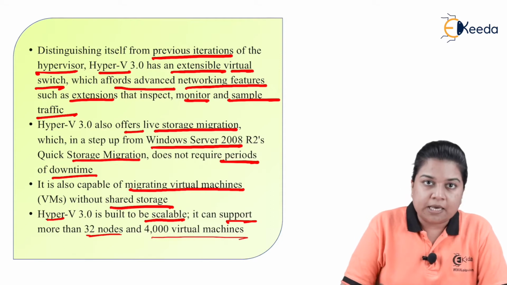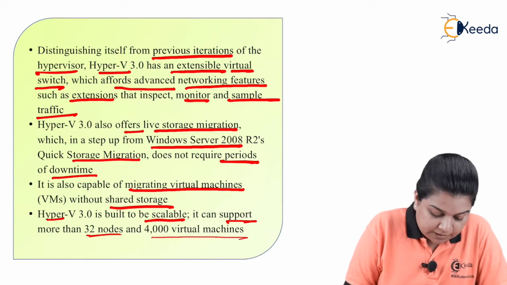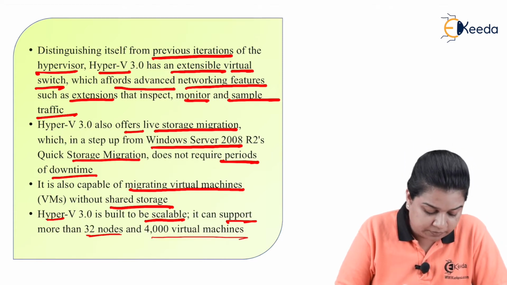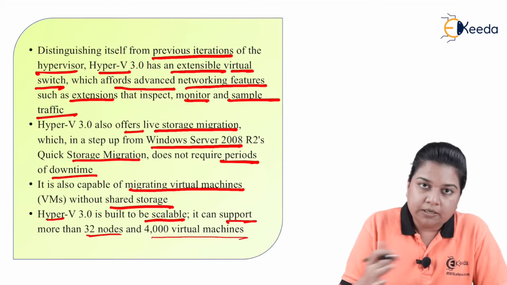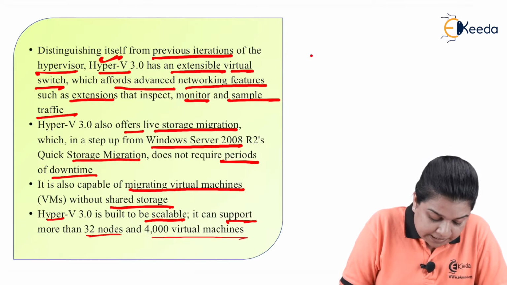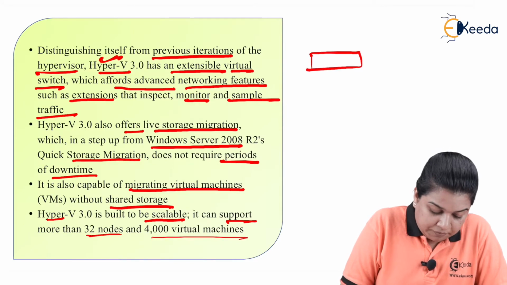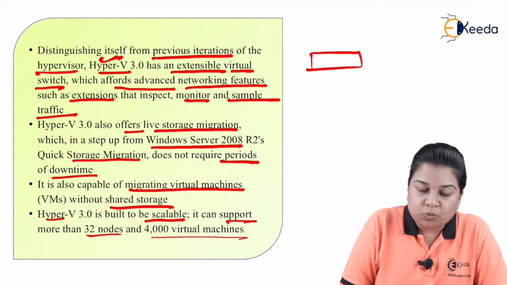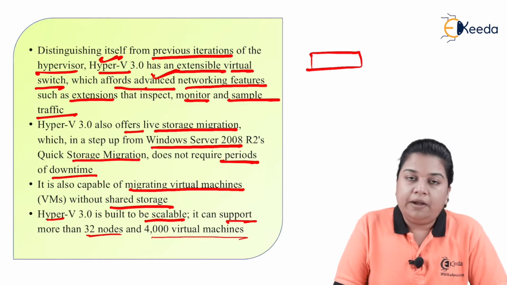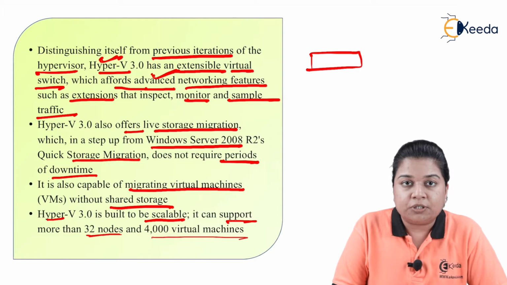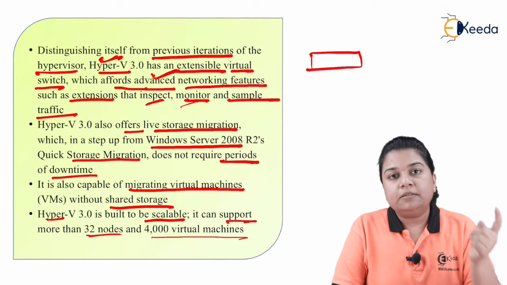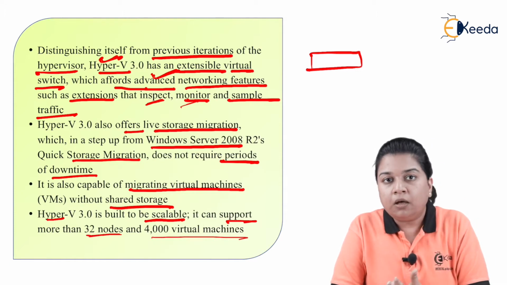See, now what it is saying here is that hypervisor or previous versions of hypervisors did not have something like extensible virtual switches, but the newer version, Hyper-V, has an extensible virtual switch. Now what this extensible virtual switch can do is afford advanced networking features, such as extensions that can inspect, monitor and sample the traffic coming through the way.